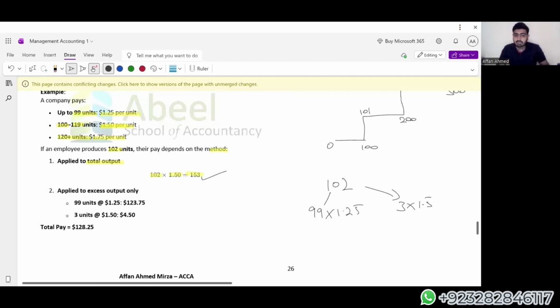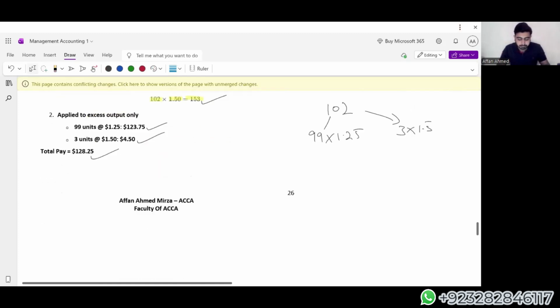This is a true and fair picture. This is a good picture that we should focus on. So 123.75 for units below 100, and above 100 are 4.5. So 128.75 or 25, this is the correct treatment that we should do. We should not be paying people for the amount of units I produce normally. If I'm normally working for 40 hours, I should not be paid a higher amount for the complete 40 hours if I'm working for 1 or 2 extra hours. That should not be the case.